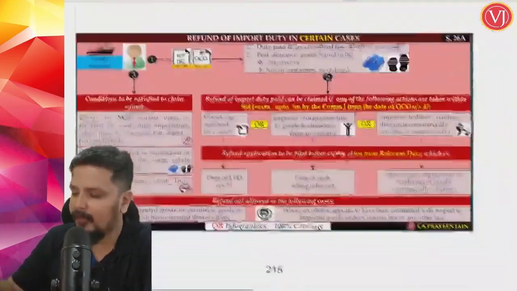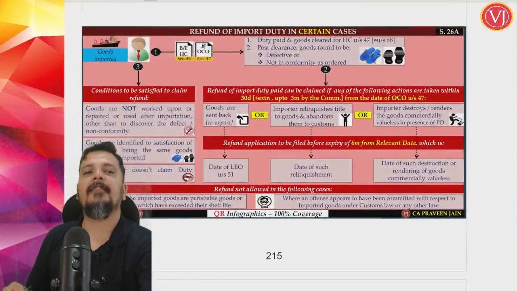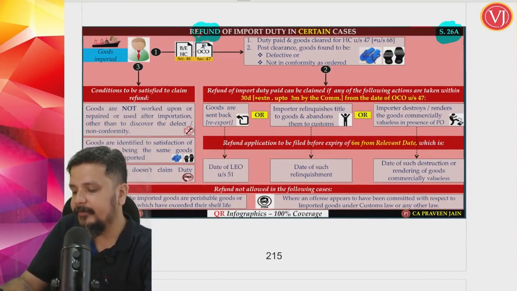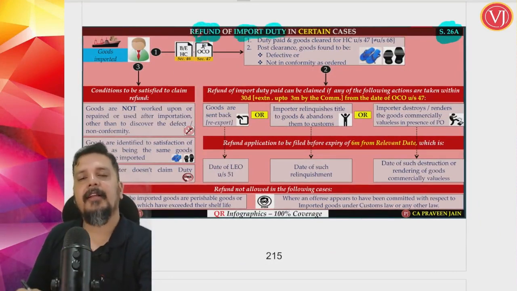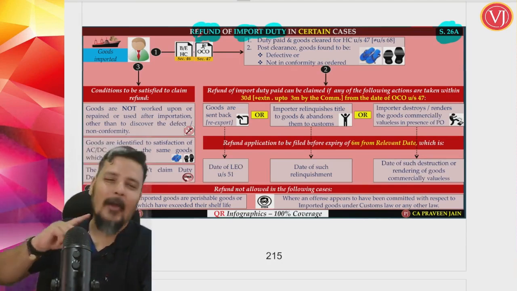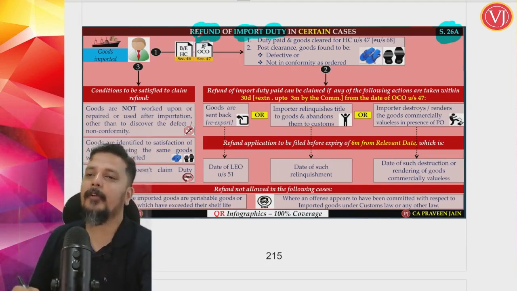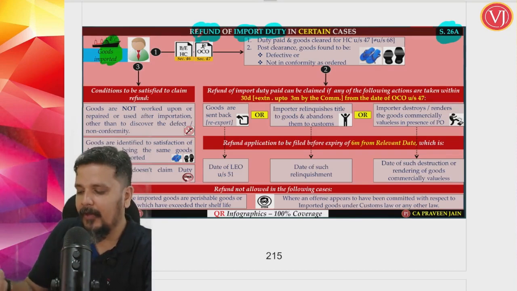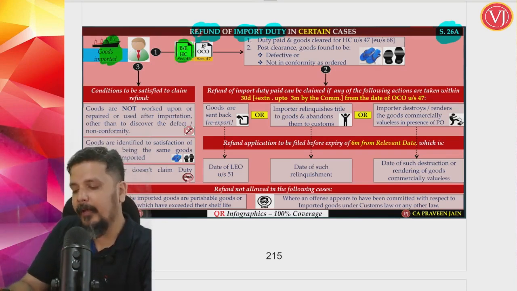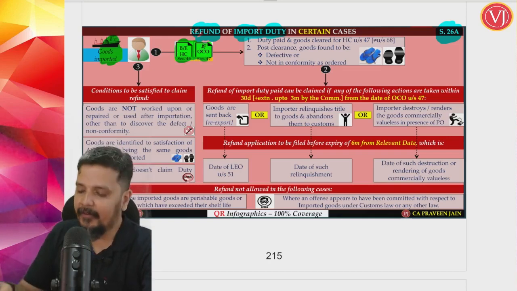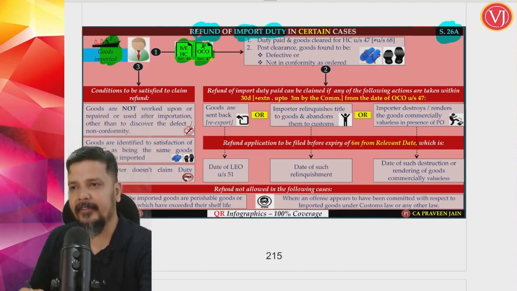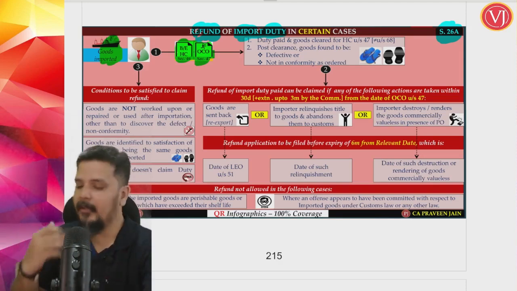That is all about your section 26. Refund of export duty in a special case. 26A. Refund of import duty in a special case. This also is linked to your levy chapter. As an importer, you have imported the goods. Filed the bill of entry for home consumption under section 46. Paid the duty and cleared the goods by getting out of charge order under section 47. You took the goods.